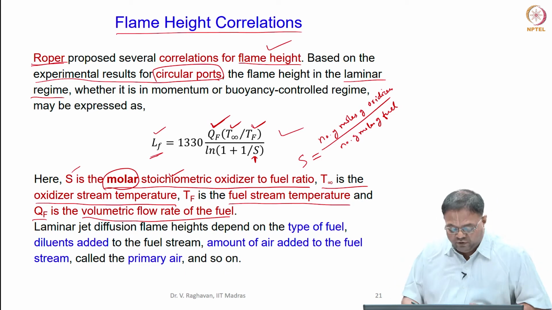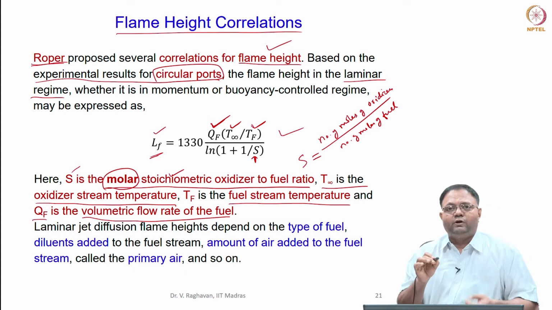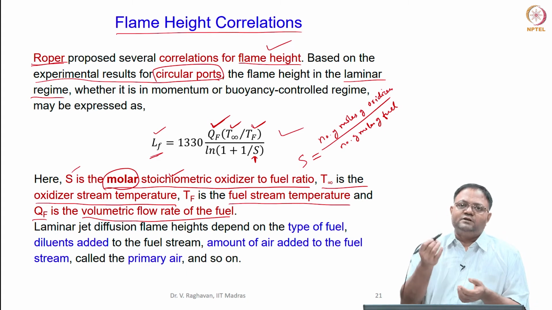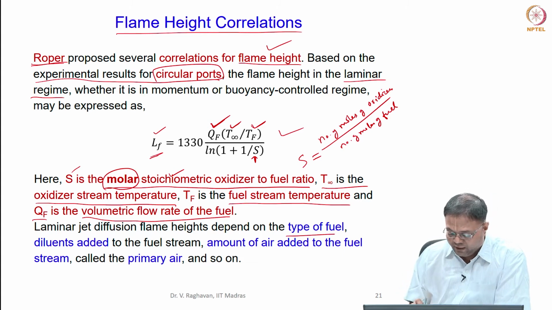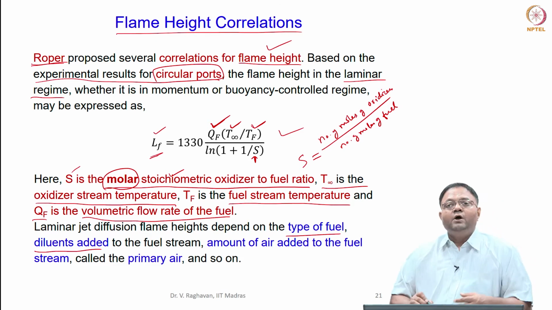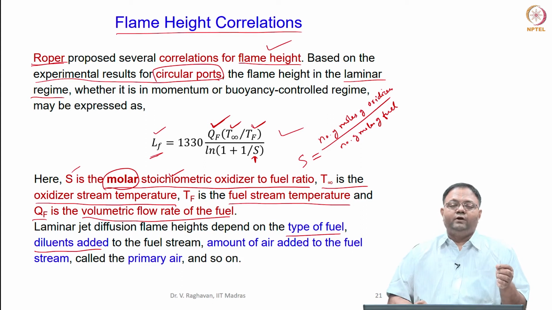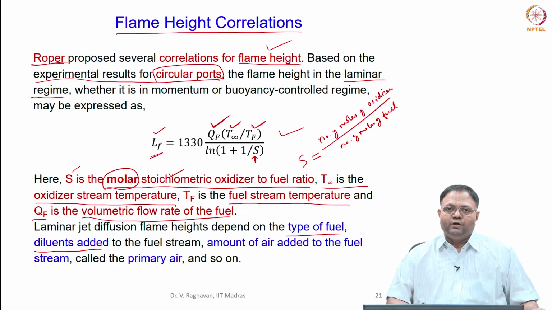As we have seen already, the volumetric flow rate is very important. When you increase the flow rate, the fuel typically takes more distance to find its oxidizer and completely oxidize. Other than that, we can see the type of fuel, because S will depend on the type of fuel. Then the diluents added. For example, in jet diffusion experiments, only fuel is supplied from the port, but all other phenomena occur naturally. For example, the air entry to the flame is by natural entrainment, and mixing depends on the radial diffusion and so on.